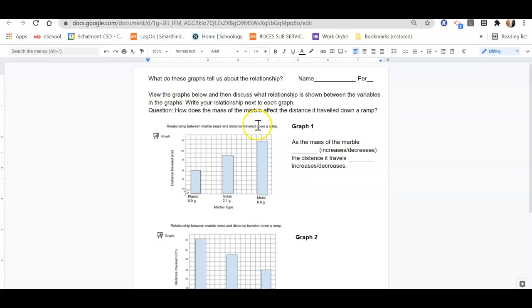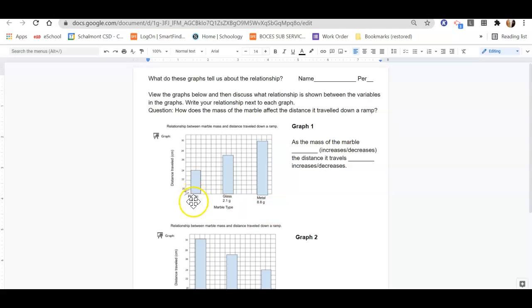Here I'm going to show you three different possible graphs that you may make with your data, and then we're going to discuss what the graph shows as far as the relationship between our two variables of marble mass and distance traveled. So this first one, if you notice, this is how your graph should be set up on your experiment that we were doing.